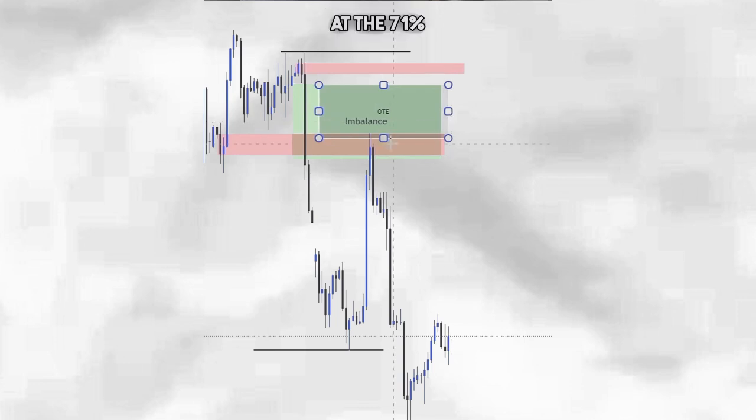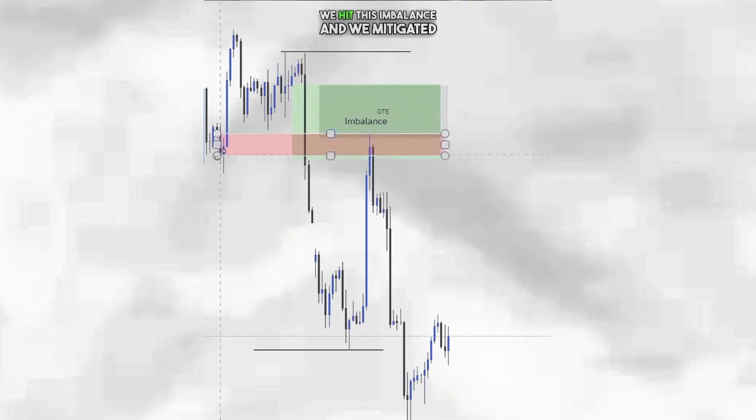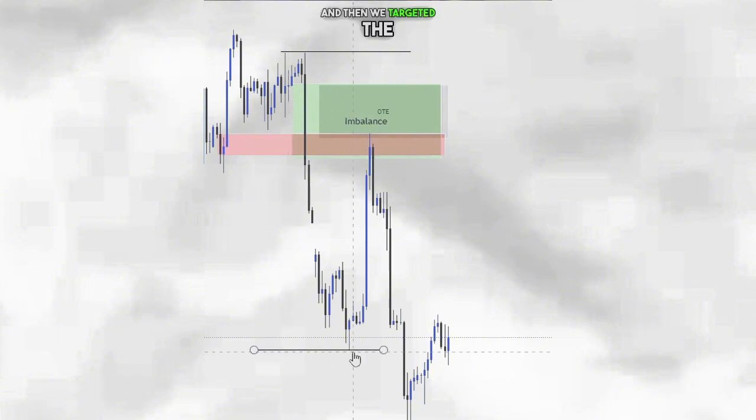I like to enter at the 71% level, and as you can see with this level, we hit this imbalance and we mitigated into this breaker block, and then we targeted the bottom of this trading range below, which is sell side liquidity. So start backtesting trading ranges and start backtesting OTE levels and actually have a look at how many times they play out, and I promise you, you will be amazed.